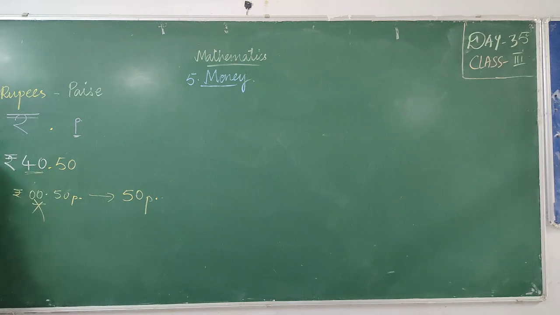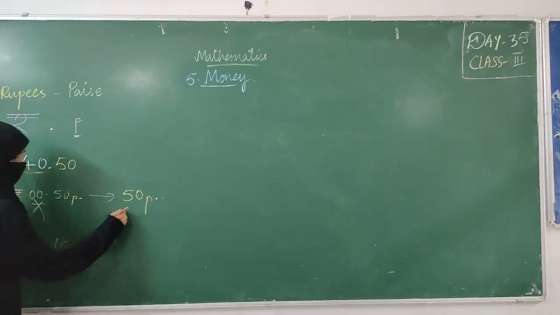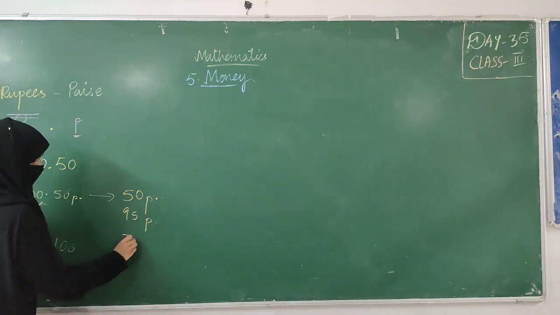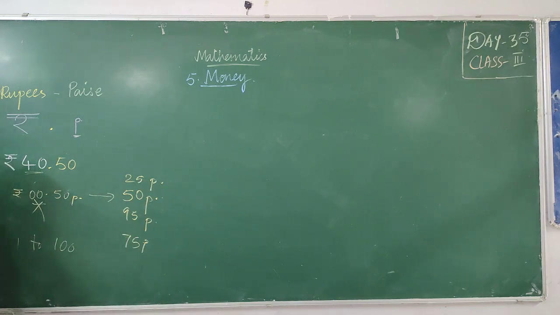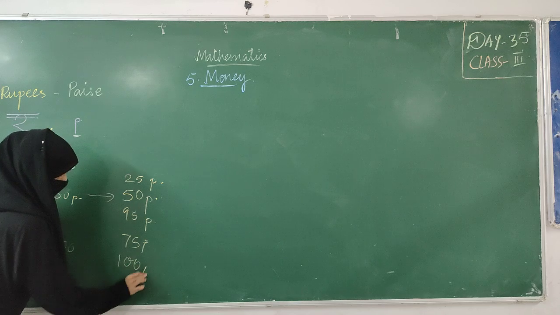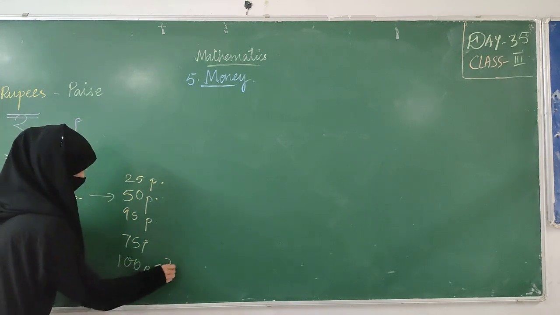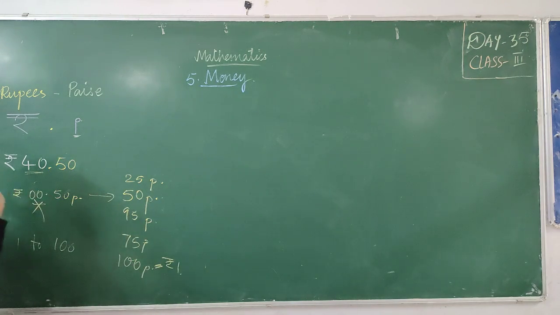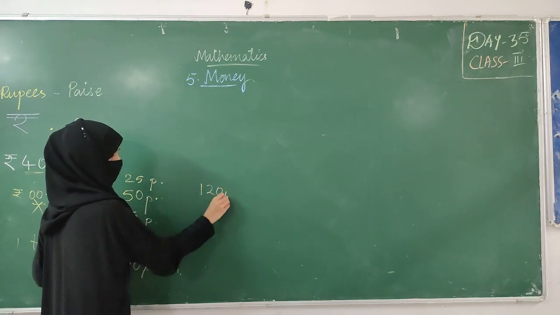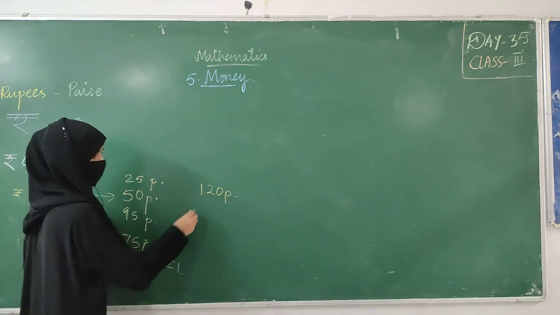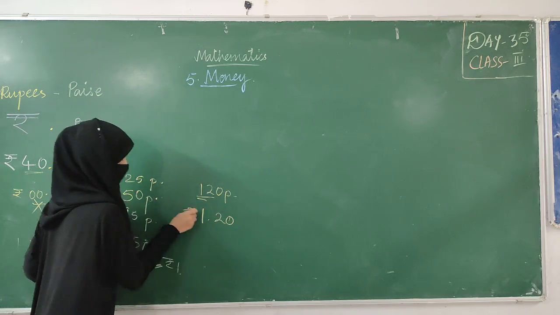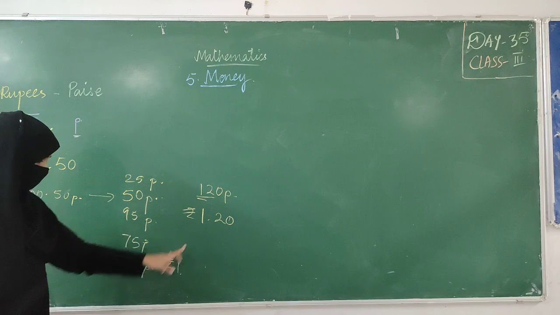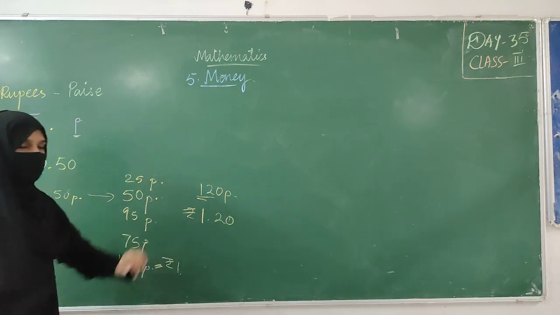If you are explaining only paisa, 1 to 100, any number, 95 paisa, 75 paisa, 25 paisa, we will write p. But once this number crosses 100, 100p is equal to 1 rupee. Once this number crosses 100, you will not write 120p. That will be wrong. You will write 1 rupee, and then 20 paisa. This 1 is nothing but 100 paisa, that is 1 rupee, and 20 will be in paisa.